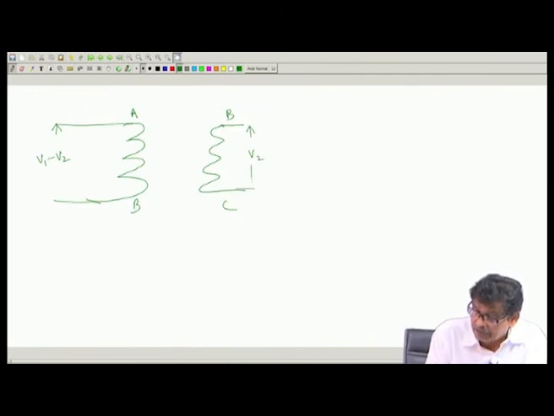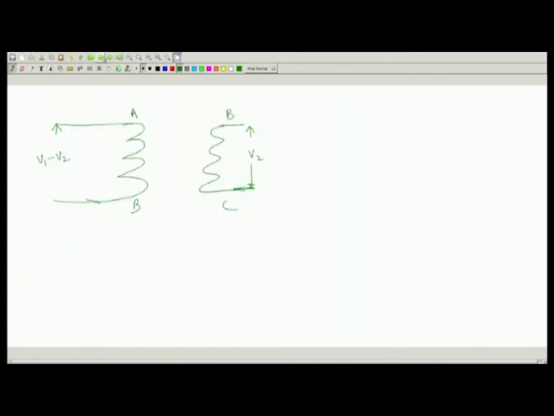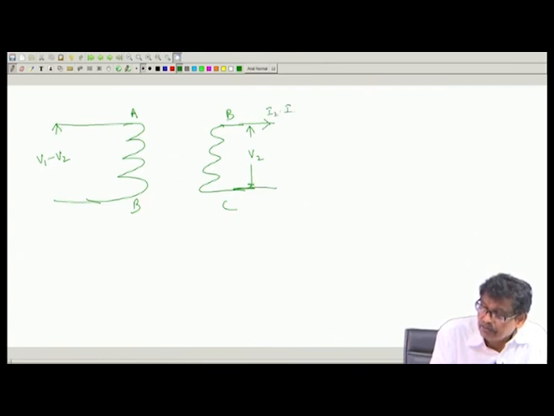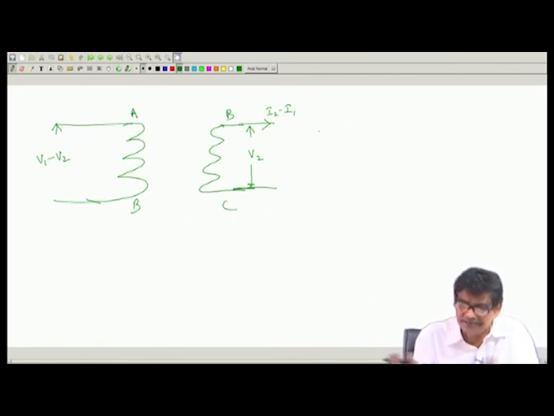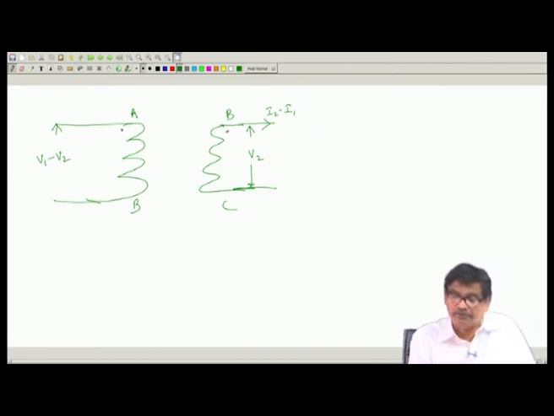I am not showing the load yet, because the problem here is that this coil current and load current are different, but I can say this much. This winding is delivering a current of I2 minus I1, this much I am certain. What things are to be connected to achieve this, let us not bother right now, but this is what I can think of.